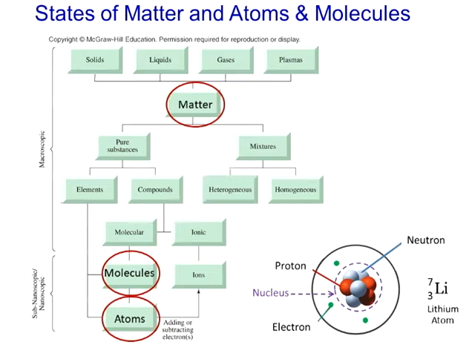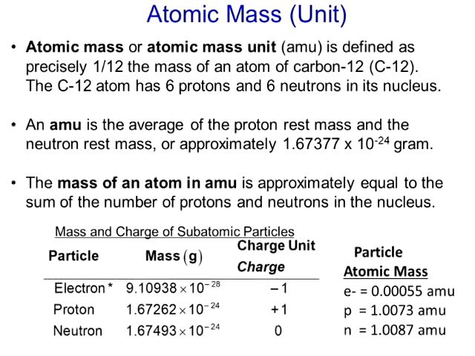Now, because mass is such an important feature in an atom, one of the ways that scientists measure, monitor, or assess the progression of atoms toward molecules as matter is by examining the atom's atomic mass. So let's take a look at atomic mass. Let's talk about the concept of atomic mass.